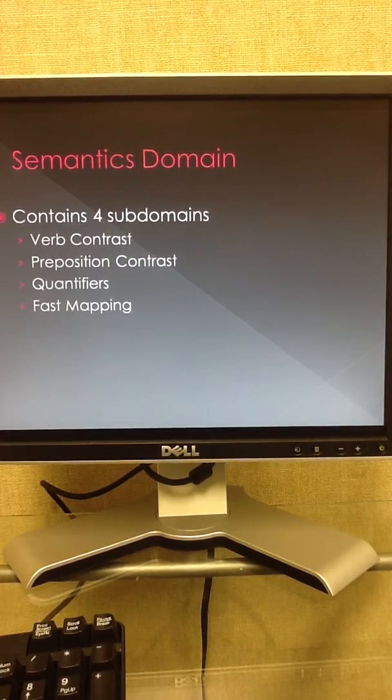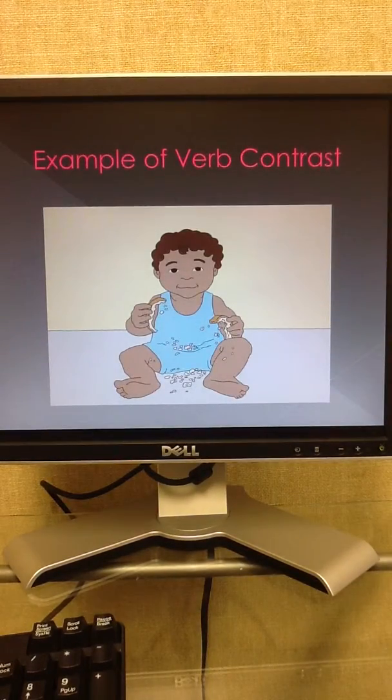The example of a verb contrast is showing the child the picture of this baby, and you would tell the child, the baby is not slicing the bread. The correct answer that you are looking for is that the baby is breaking the bread apart, tearing it up, crumbling it, or ripping it. Because you pretty much want the child to tell you the opposite of slicing the bread.